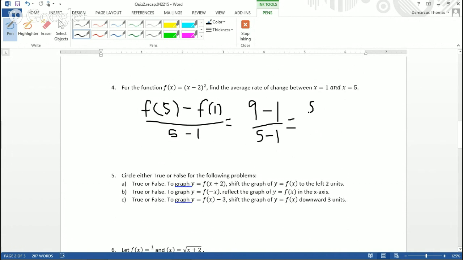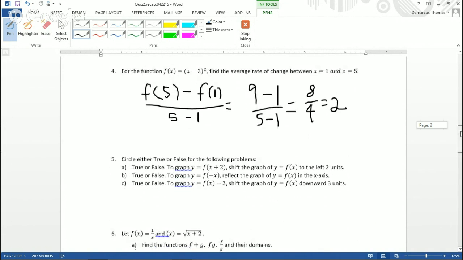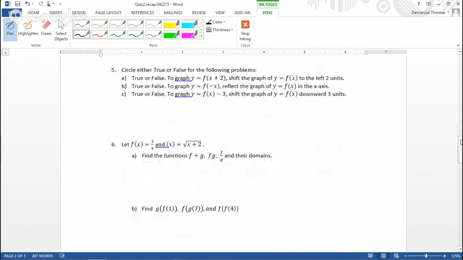And so we get 8 over 4, and that reduces. 8 over 4 is just 2. Okay. Circle either true or false for the following problems. To graph y equals f of x plus 2, shift the graph of y equals f of x to the left 2 units. And that would be correct. Okay.